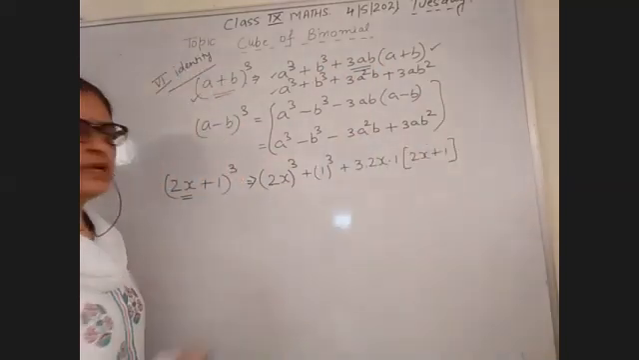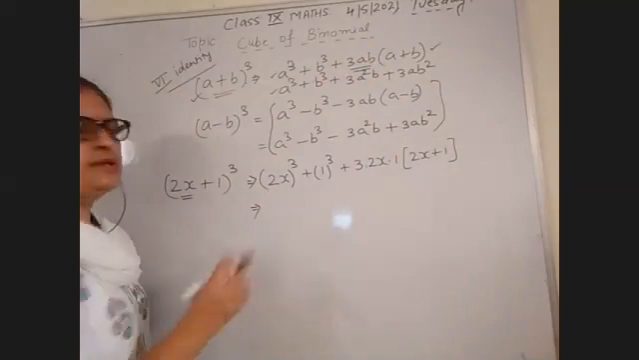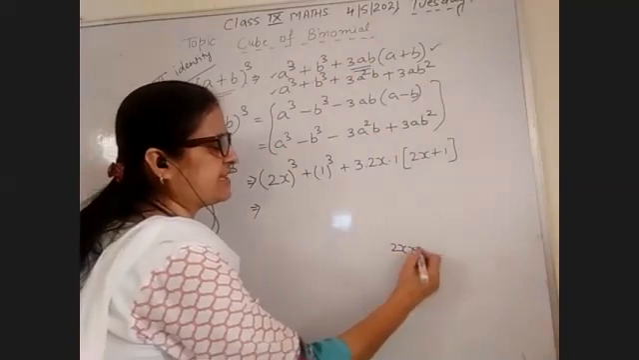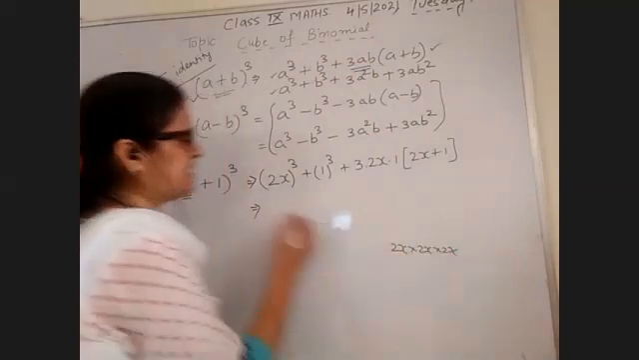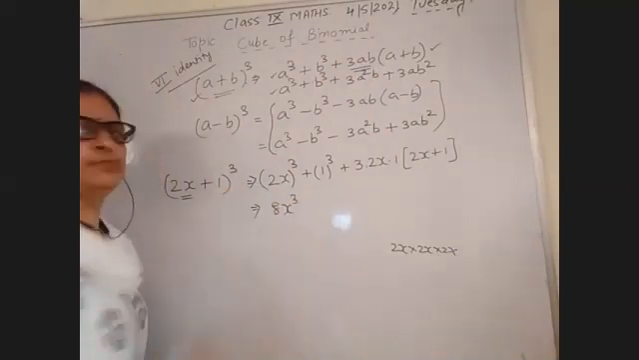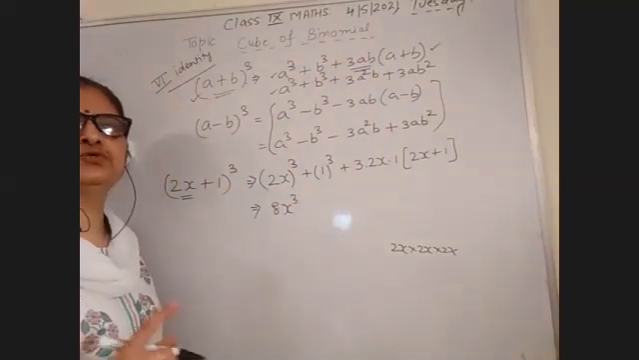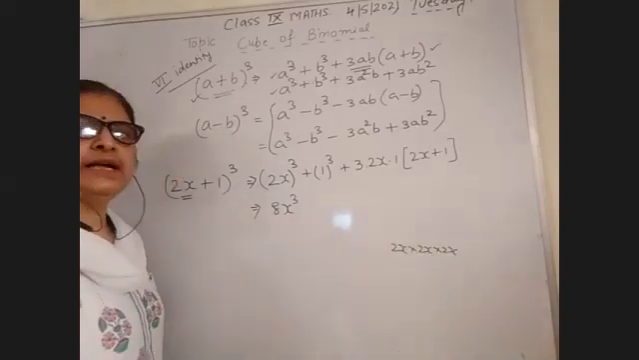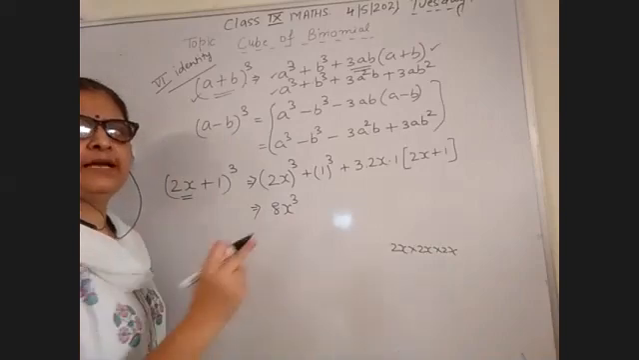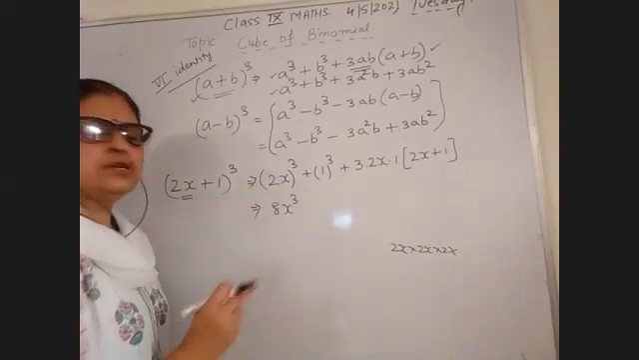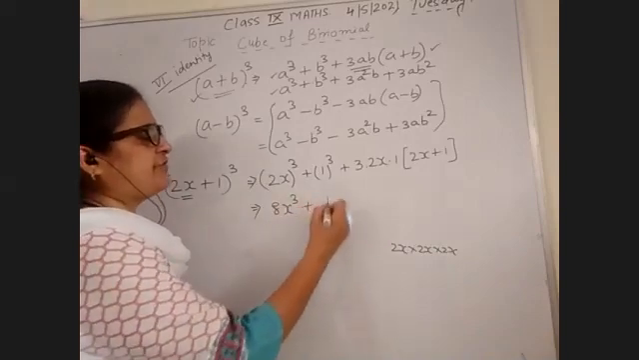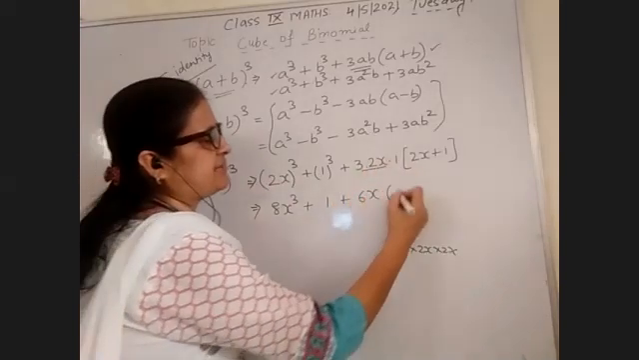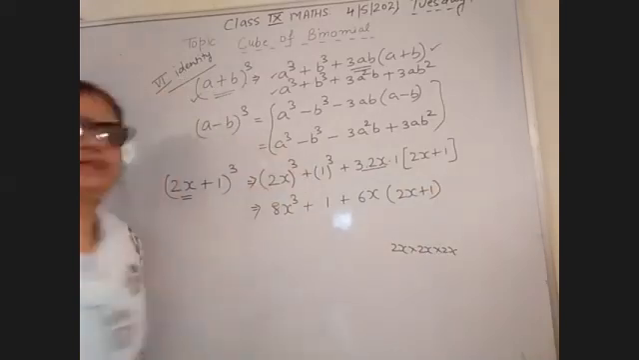Okay, so how will you expand this? When 2x cube, you will expand this. 2x cube means 2x into 2x into 2x. It is equal to 8x cube. When you expand 2x cube, it is equal to 2 into 2 into 2, which is 8, and x multiplied by x multiplied by x, 3 times you have to multiply, so it becomes x cube. And 1 cube is equal to 1. And 3 into 2 is 6x, and in bracket 2x plus 1.